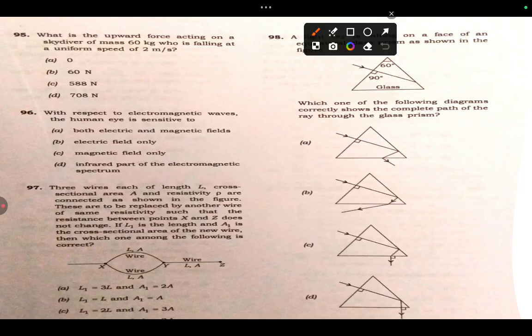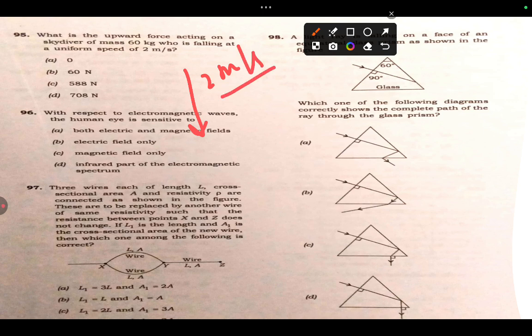Question 95 deals with the upward force acting on a skydiver of mass 60 kg who is falling at uniform speed. As you know very well, according to Newton's first law, an object moving at constant uniform velocity has acceleration 0, which means the net force is also 0. Here, the speed is given as downward 2 meters per second.